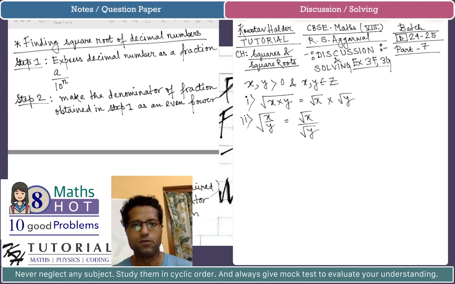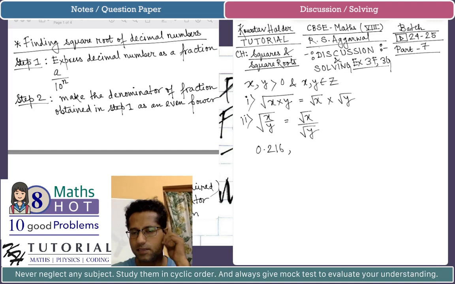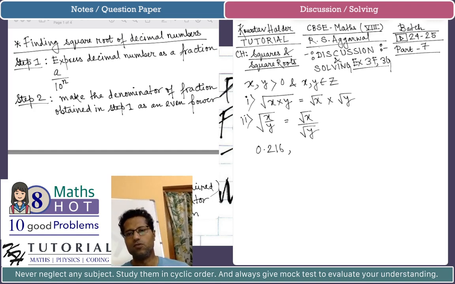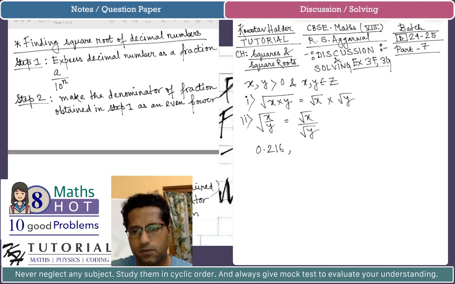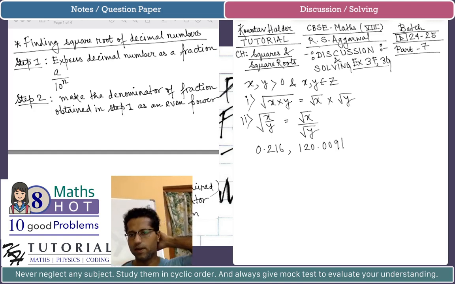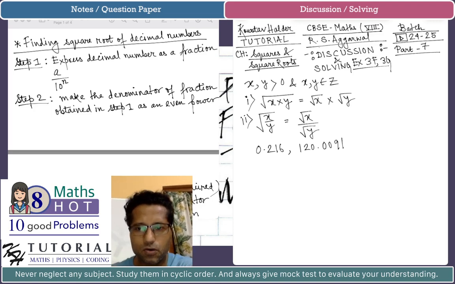How do we find the square root of decimal numbers? First, we know that decimal numbers are of the form, let's say 0.216, where we have some whole part and some fraction part. In 0.216, the fraction part is 0.216 and the whole part is 0. Similarly, we can have 120.0091. In this decimal number, 120 is the whole part and 0.0091 is the fraction part. How do we find the square root of this?